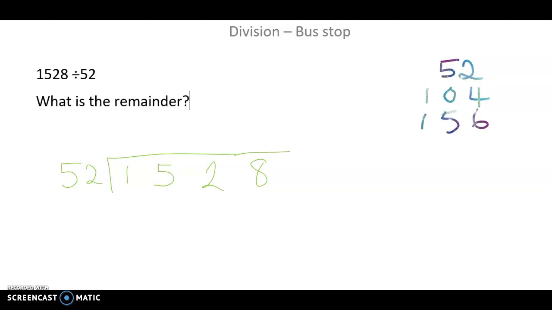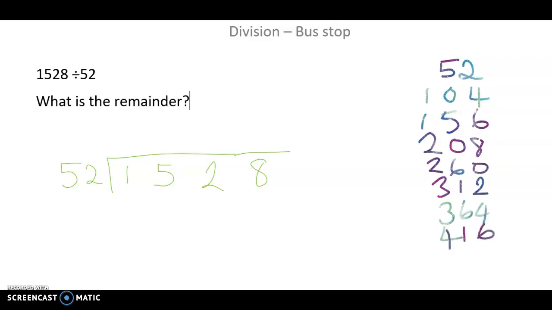156. And then 208, then 260, then 312, then 364, then 416, then 468, and then 520, and I should have 10 there. So 1, 2, 3, 4, 5, 6, 7, 8, 9, 10.